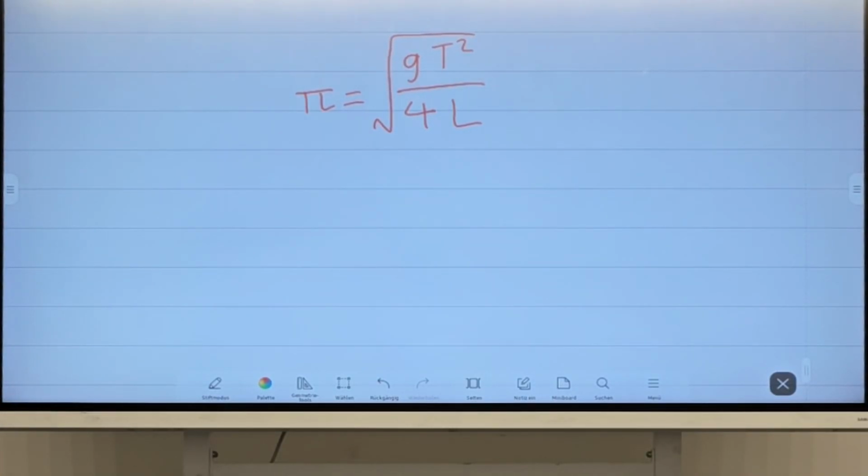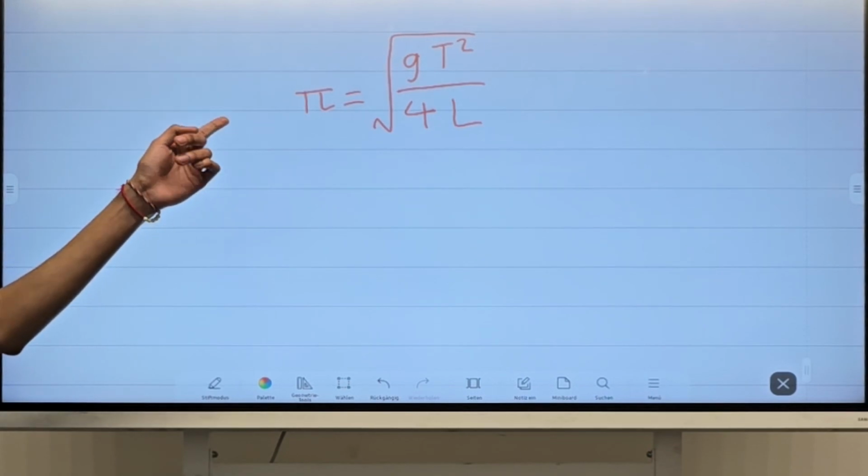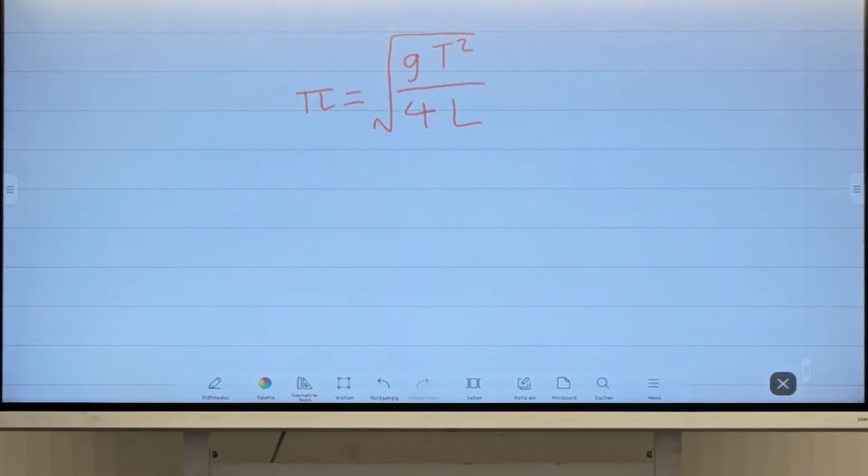Alright, hello and welcome back. We found pi pretty accurately, I would say. But first, let's look at something interesting here. This is the equation we found and we used it to calculate pi, but there's something special about it.